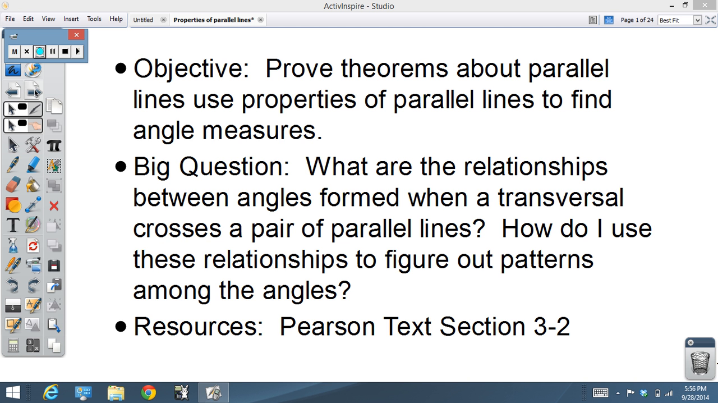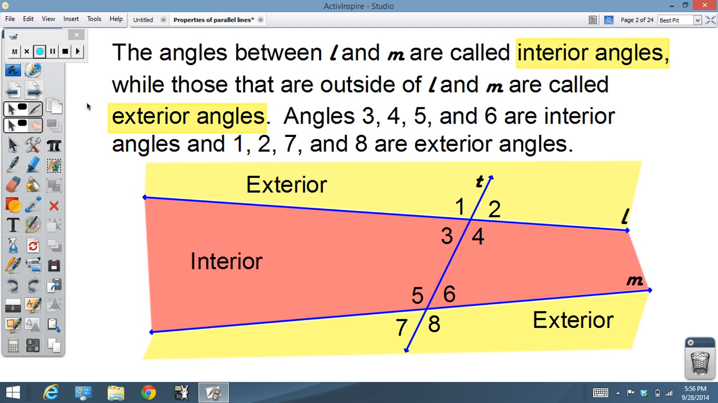And in order to set us up, I'm going to go with a couple of slides that were on the video from yesterday, just as a review. First of all, we got to understand the nomenclature and what we're talking about here. So again, reviewing this from yesterday's video, the yellow areas are what we call exterior because they're outside of lines L and M. Remember, T is called a transversal. It's a line that crosses two other lines. And then the red area is called the interior between L and M.